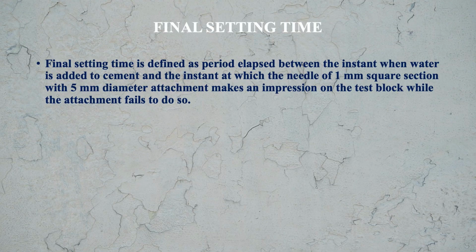Final setting time is defined as the period elapsed between the instant when water is added to the cement and the instant at which the needle of 1 mm square section with a 5 mm diameter attachment makes an impression on the test block while the attachment fails to do so. Here you see that along with the 1 mm square section needle, there is one attachment having a diameter of 5 mm. What we require is that the needle is able to make an impression on the test block while the attachment is not able to make any impression. Then we call that time the final setting time.